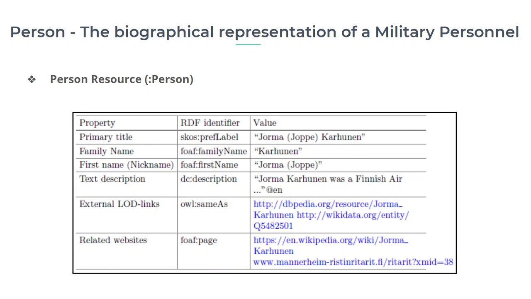The person resource table has primary title as the name of that person, and it also has two separate fields for the family name and the first name of that person. It also includes a small text description and external database links using OWL schema, and external website links using friend of a friend schema of that person.